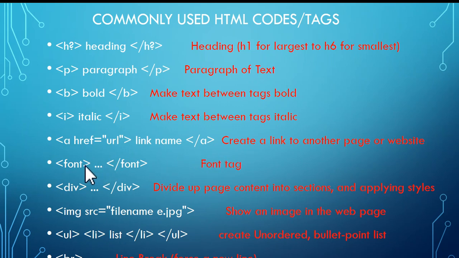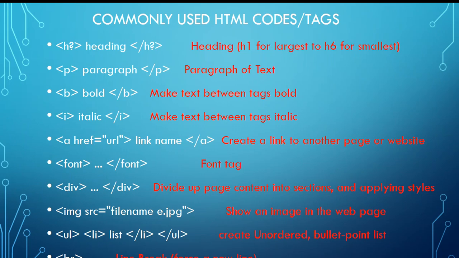Then another commonly used HTML code is font. That is used to set the font size, font color, and so on for the text between the tags. Next comes div, D-I-V. This tag is used to divide up the page content into sections and applying styles.